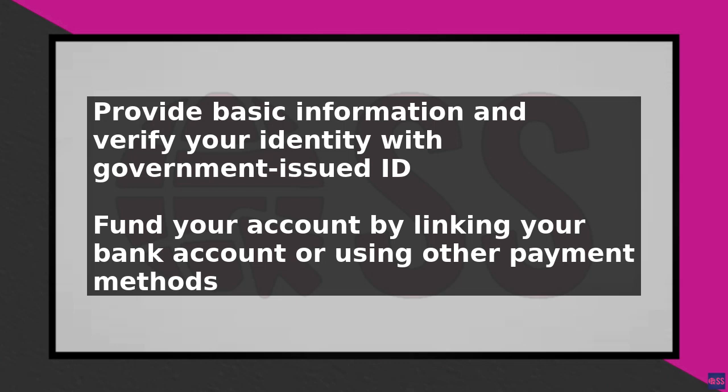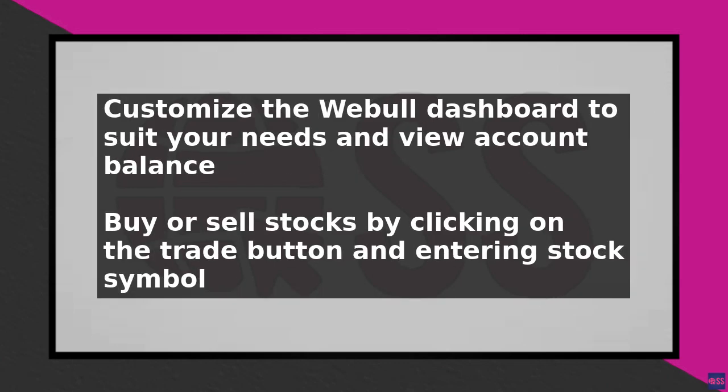To buy or sell stocks, click on the Trade button and enter the stock symbol or name. You can also use the search function to find specific stocks or ETFs. Webull offers a variety of order types, including market orders, limit orders, and stop-loss orders.